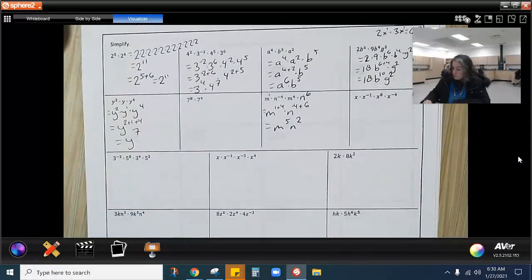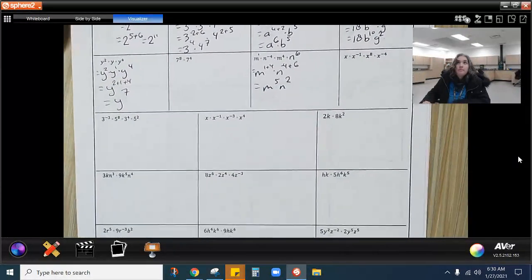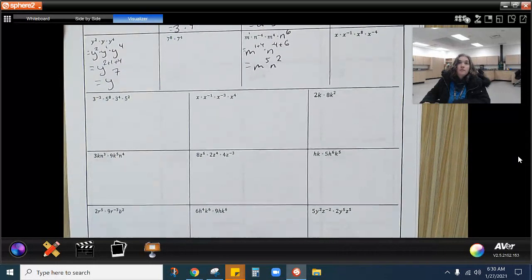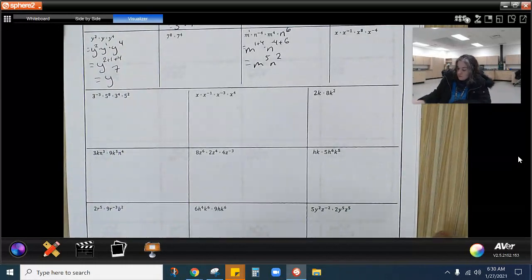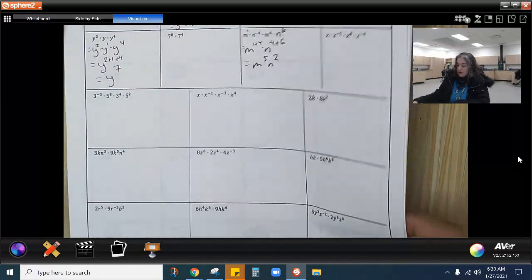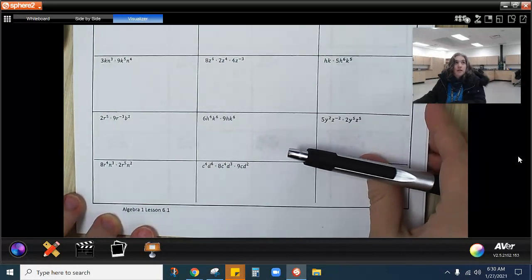All right, so there are plenty more to choose from. I want you guys to try at least 5 more on this page, and try to pick from the ones that are lower down. So pick 5 more on this page.